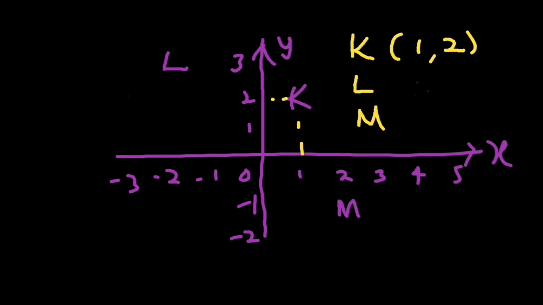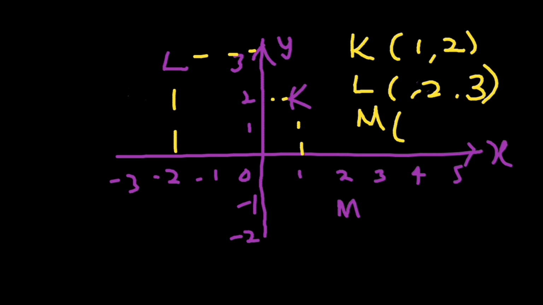For point L, just like we did for K, we'll do the same for L. L is lying above -2 on the x-axis, so that the coordinate for x will be -2, and for y, we can see that it is directly in line at 3.